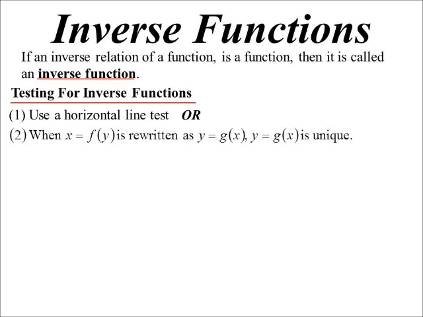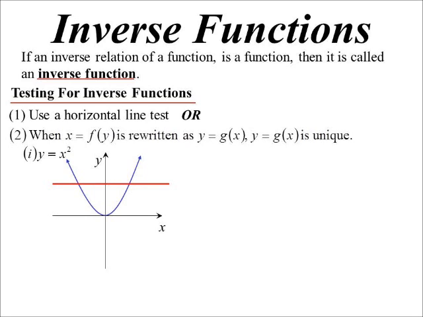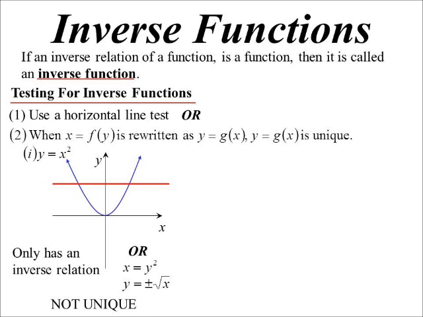Now what do we mean by that? Here's our parabola, y equals x squared. Horizontal line test, it fails. It's cutting in two spots, so it will not have an inverse function. It'll have an inverse relation, but not an inverse function. Now, algebraically, if I swap the x and the y's around and make y the subject, I get y equals plus or minus the square root of x. The mere fact that I'm saying plus or minus is telling me there are two possible things here. So it's not unique. And if it's not unique, then it can't be an inverse function, it must be an inverse relation.